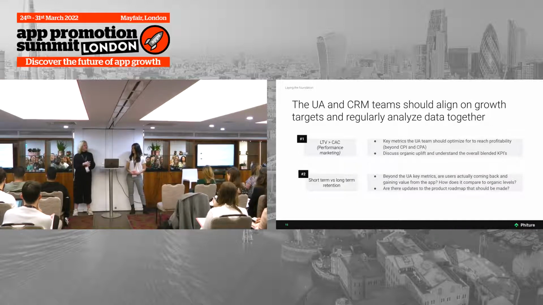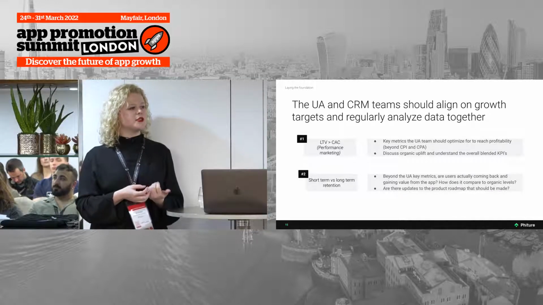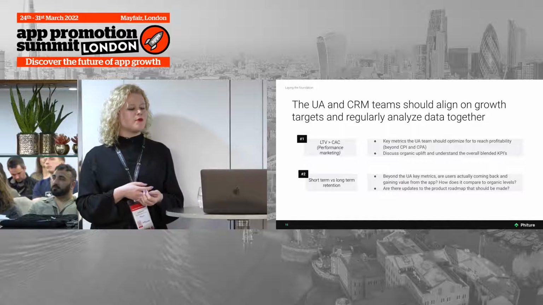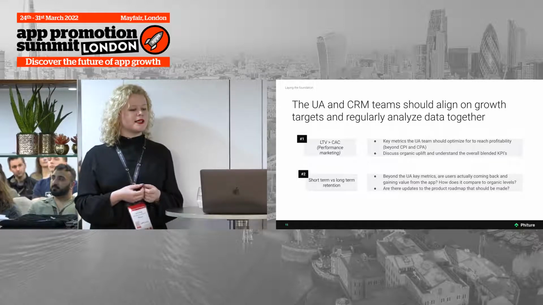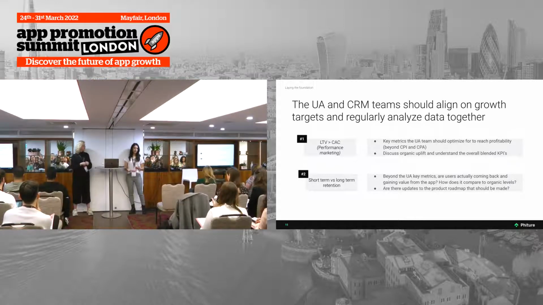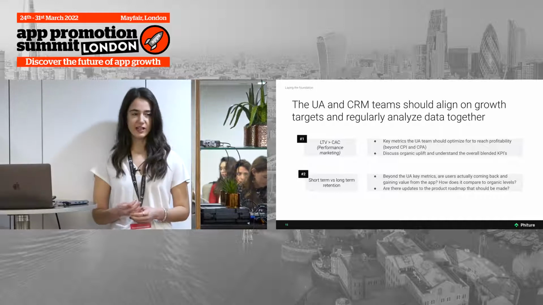Both teams should also align on what the specific targets are, and then not just leave it there, but regularly analyze them together. If you want to do that in the same brainstorming session, or set up regular syncs to look at the data set together, it can be really, really helpful. From the performance marketing perspective, first of all, we're always making sure that the user lifetime value is greater than the customer acquisition cost. Otherwise, you're not going to become profitable at some point down the line.